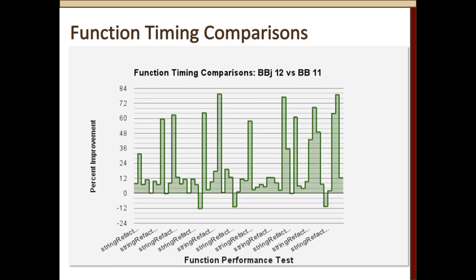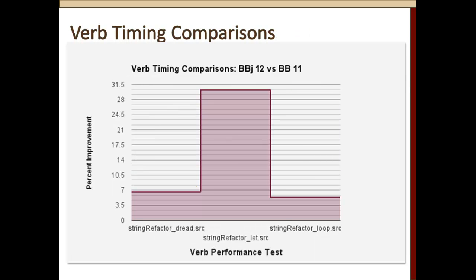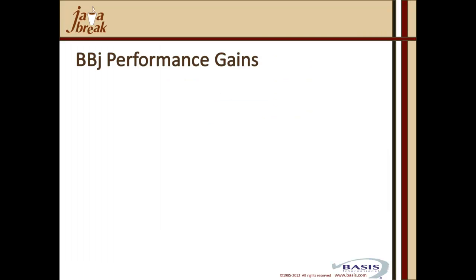If we look at the function timing comparisons again, BBj 12 to BBj 11, where the functions utilize strings, we see some very dramatic gains in performance. A couple of minor regressions, but on the whole, substantial performance gains across the board. If we then look at verb timing comparisons, so verbs that might utilize string assignments, for example looping, we see performance gains in certain aspects of up to 30%.